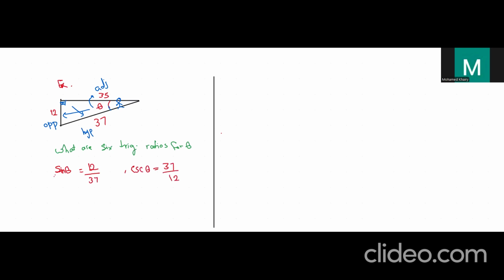CSC, okay? Then after this, I have cosine theta equals adjacent, which is 35, over hypotenuse, which is 37. What is the reciprocal for cosine? It's secant theta equals 37 over 35. Excellent. Tan theta is opposite, which is 12, over adjacent, which is 35. And the reciprocal for tan is what? Cotangent, which is here 35 over 12.